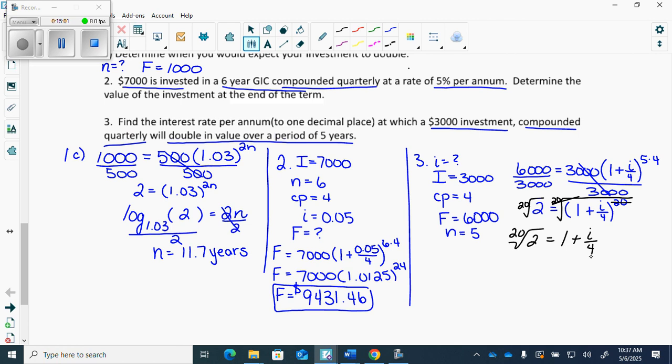So, I'm not going to put the 20th root of 2 in right now because it's going to be a crazy decimal, correct? And I want to keep all my decimals until the very end. So I'm going to go 20th root of 2, and then I'm going to subtract 1. So I'm going to write the 20th root of 2 minus 1 equals i divided by 4. Do you see how that minus 1 is not under the root? It's going to be the 20th root of 2. Get an answer. I'm going to subtract 1. Get an answer, and then how do I get i by itself? It's divided by 4. Times by 4.